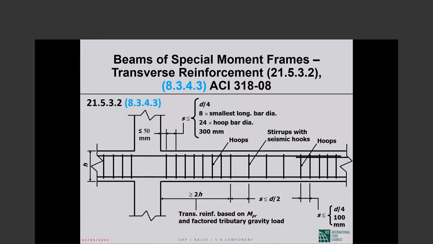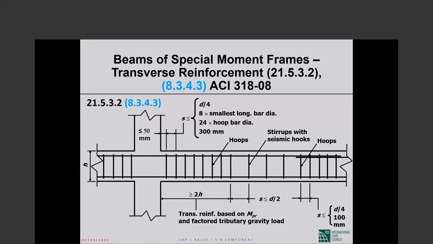Then transverse reinforcement, special moment frame beams. We consider a region of potential plastic hinging at each end. The length of that region is twice the overall depth of the beam. If the depth is 2 feet, the length of that critical potential plastic hinge region is 4 feet.